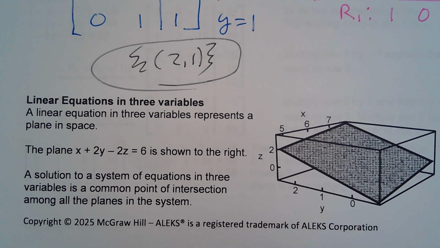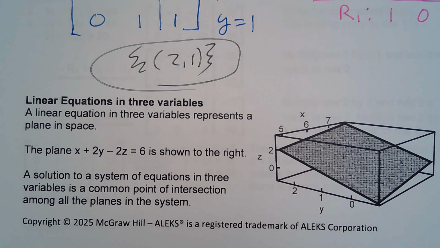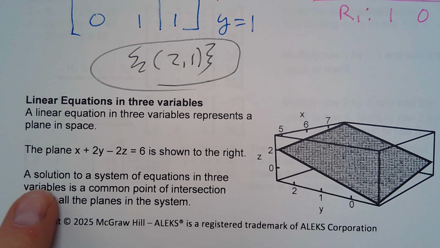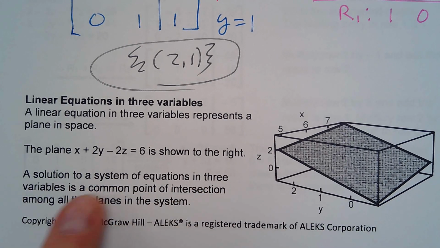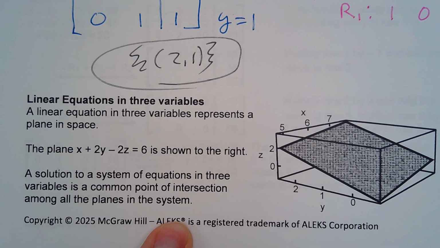Think of it like this: if you look at your ceiling, think of that ceiling just kind of going on forever in all directions. A solution to a system of equations in three variables is a common point of the intersection of all the planes in the system.